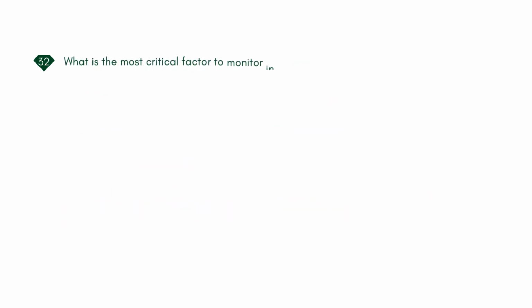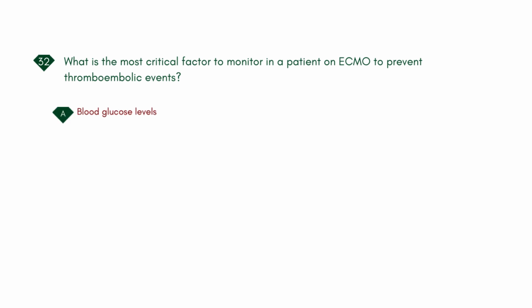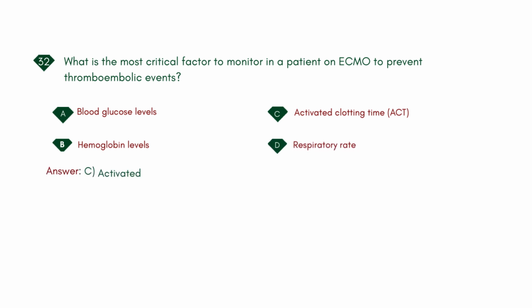What is the most critical factor to monitor in a patient on ECMO to prevent thromboembolic events? A. Blood glucose levels. B. Hemoglobin levels. C. Activated clotting time, ACT. D. Respiratory rate. Answer: C.